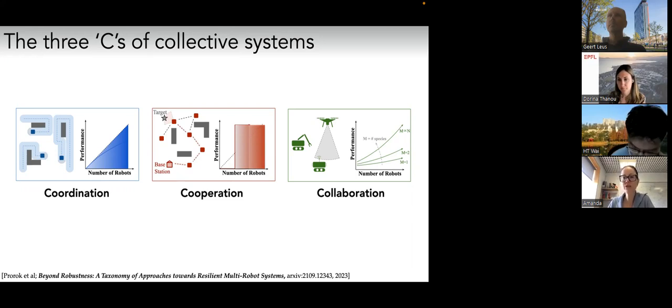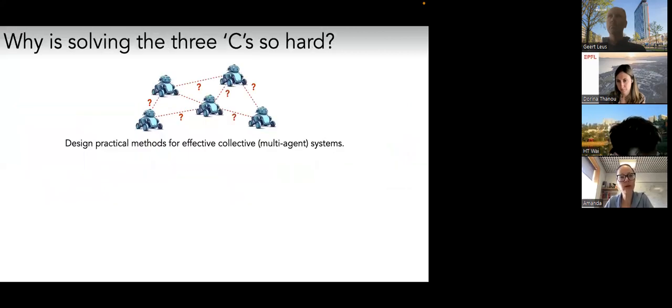And we're really leveraging the fact that they have unique capabilities. So those are the three C's of collective systems. And it helps us organize our algorithmic solutions. Now, the research problem behind all of this is that solving the three C's is hard. And the core of what we do is understand how to design practical methodology for effective collective systems.